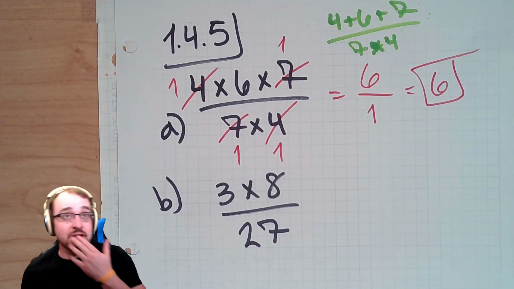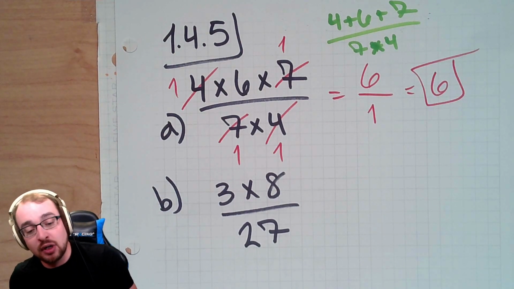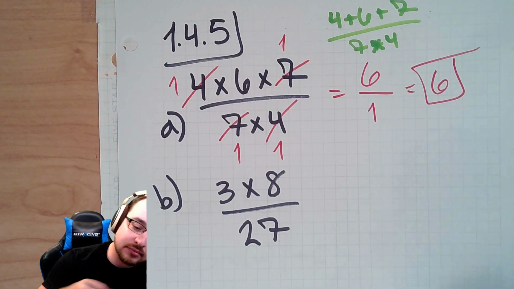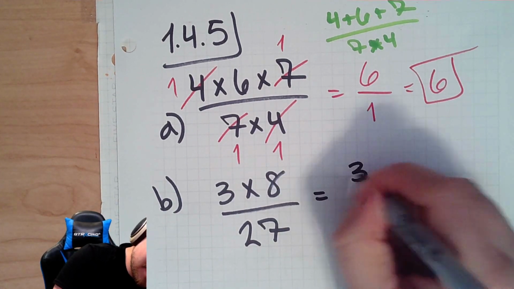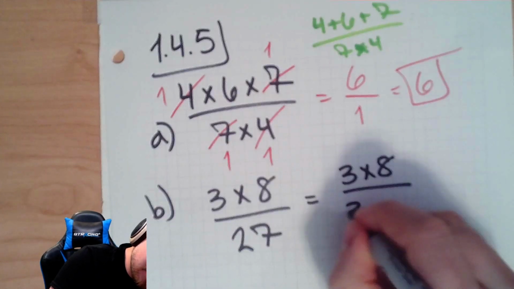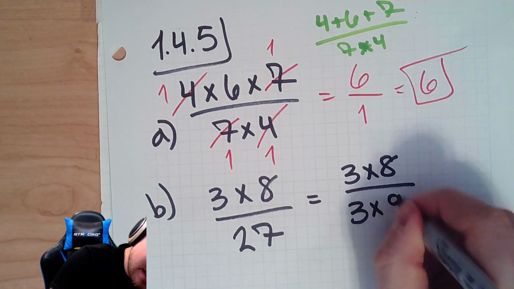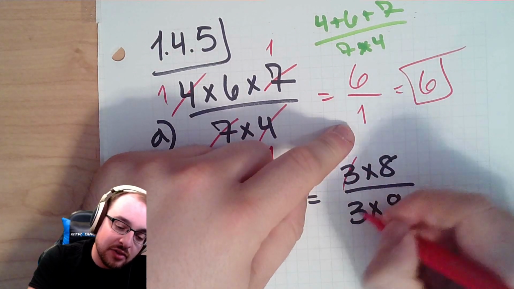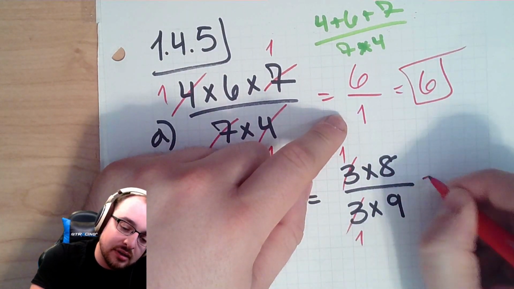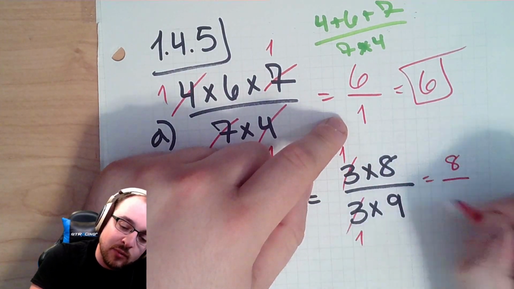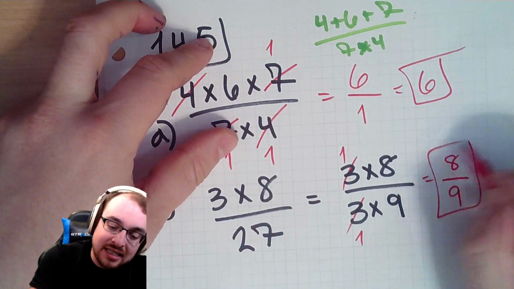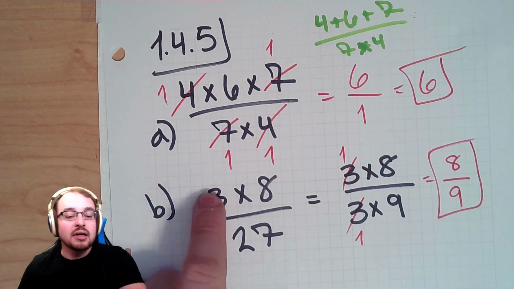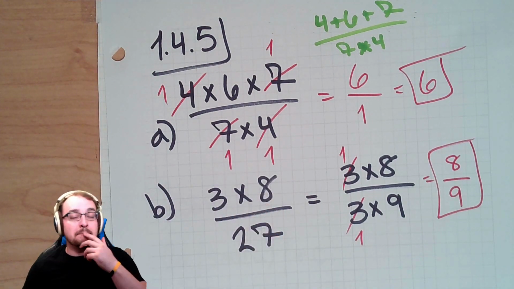Down here, it's less obvious what divides out. Because if you look, there's no 3 or 8 in the bottom. However, I can think of 27 as 3 times 9. And so now it's clear that the 3s will divide out and become 1. So we get 1 times 8 and 1 times 9. So 8 ninths is a simplified version of this. So again, look for common factors to divide out.